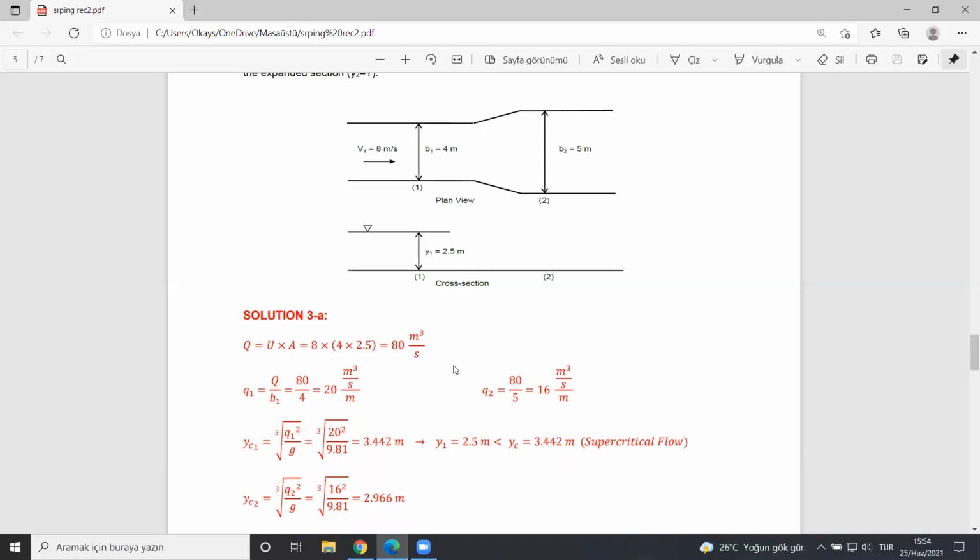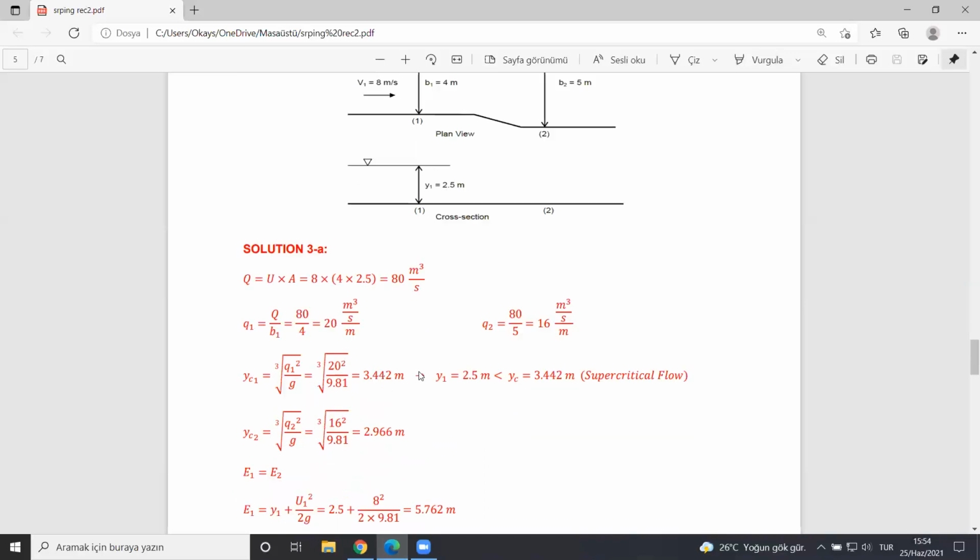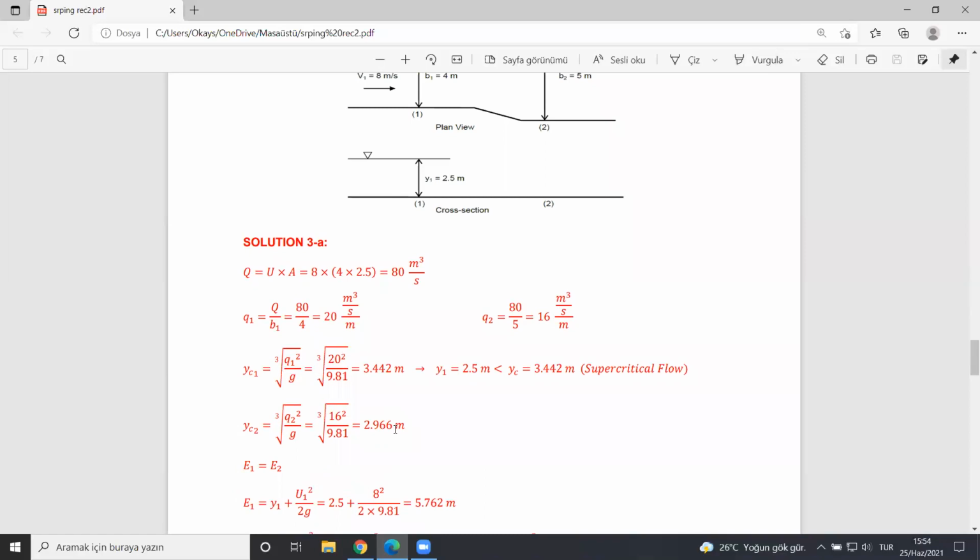We are calculating y critical 1 and y critical 2, and we know what the y critical formula is: small q squared divided by g, into the cube root. So 20 squared divided by 9.81, it is 3.442 meters, and for section 2, it is 2.966 meters.